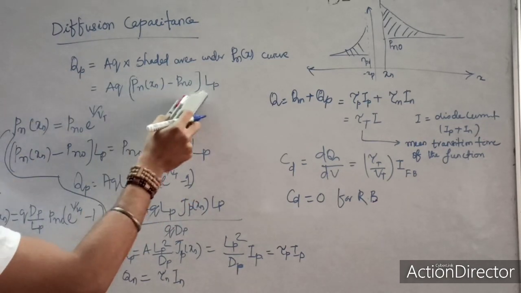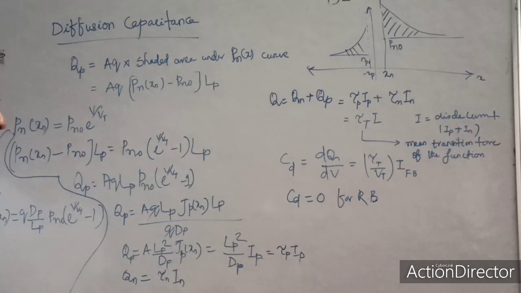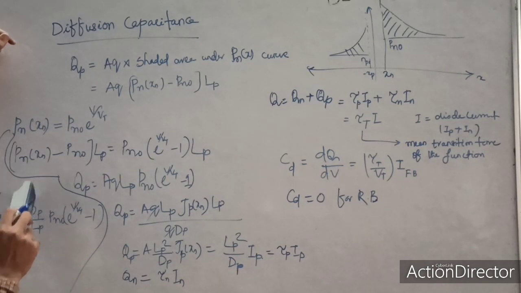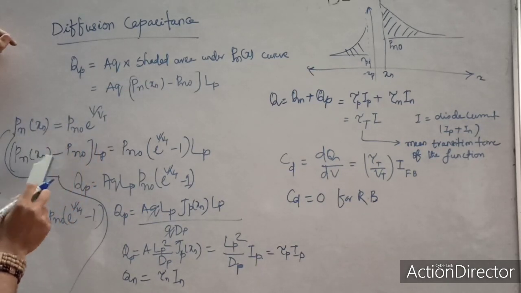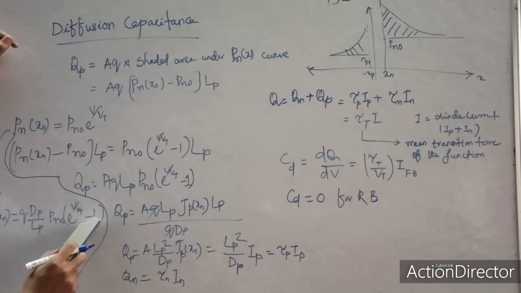So in place of this value, I have written Pn0 e^(V/Vt) minus 1. Now remember, if this is Pn, what will my Jp be? Jp is nothing but q Dp times the derivative of this one. If I derive this, it will give me Pn0 by Lp e^(V/Vt) minus 1.